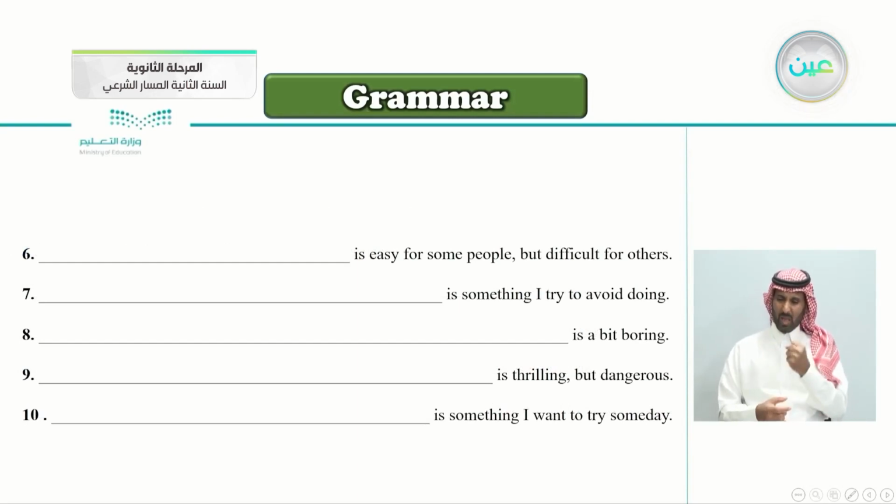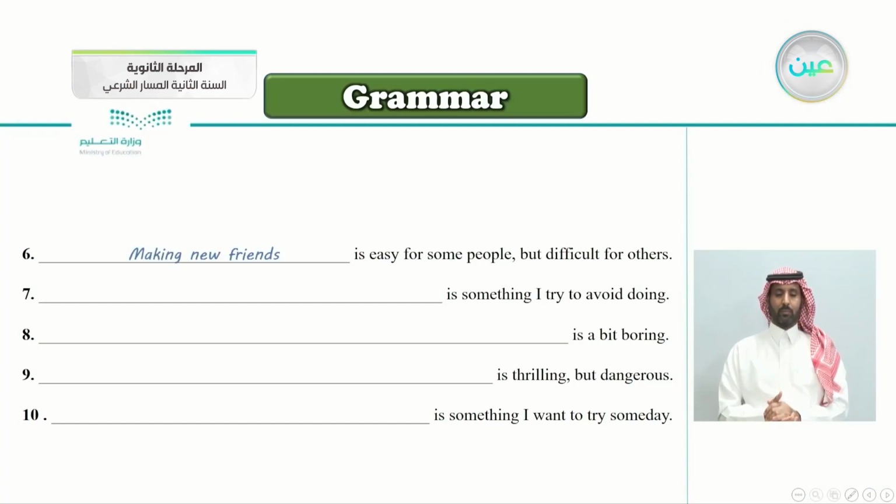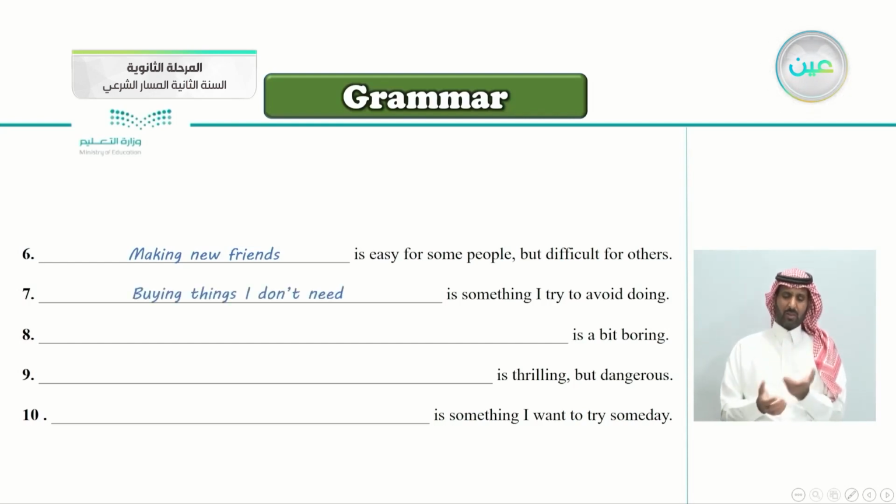What is easy for some but difficult for others? For example, making new friends. Number 7 is something I try to avoid doing. What do you try to avoid? Many things. For example, buying things I don't need. Number 8 is a bit boring.